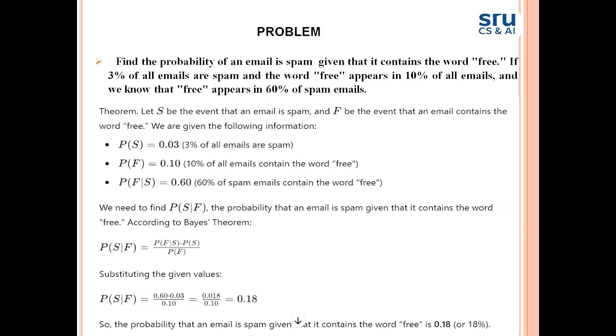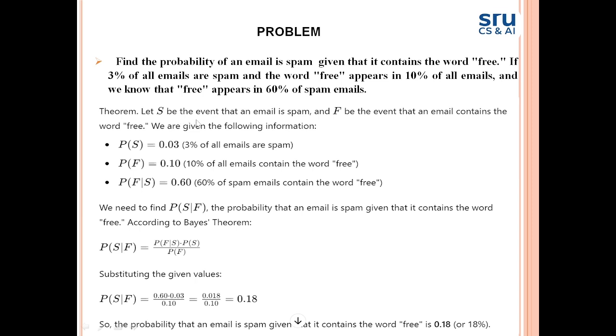Now, we will see how we apply this Bayes theorem in one simple numerical. Find the probability that an email is spam, given that it contains the word free. If 3% of our emails are spam and the word free appears in 10% of all emails, and we know that free appears in 60% of spam emails.